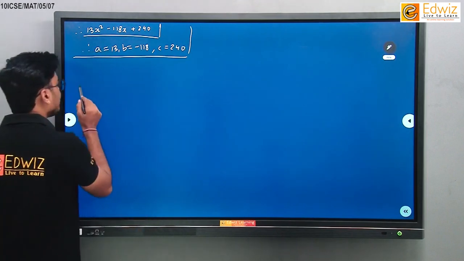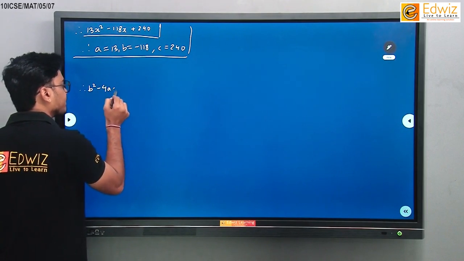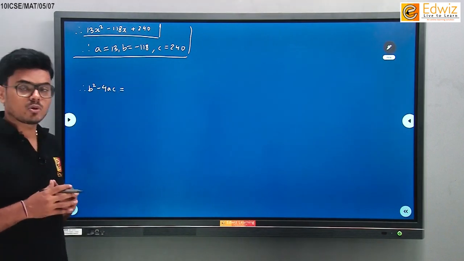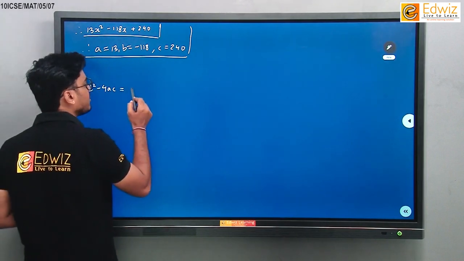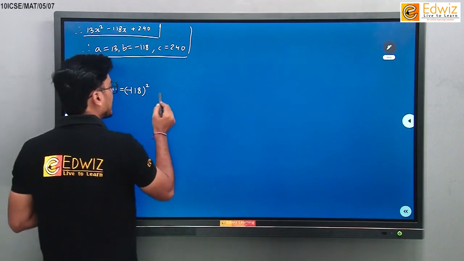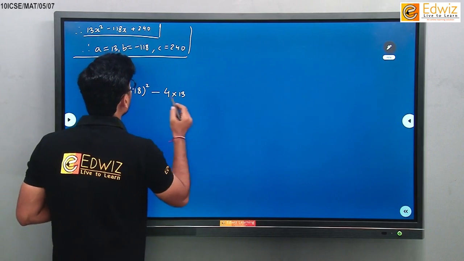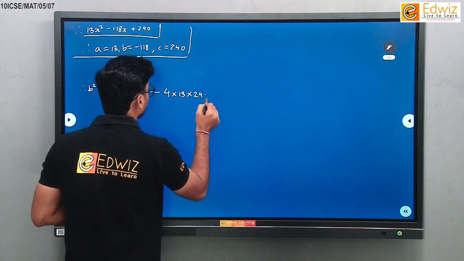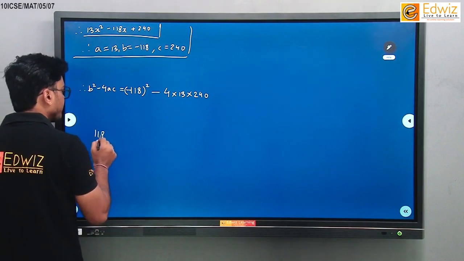Now let us see the values that we need to calculate. B square minus 4AC. Okay. This calculation is going to be a little bit lengthy. Let us calculate this. B square will be minus 118 square minus 4AC. So 4 multiplied by 13 multiplied by 240. So let us calculate this quickly.